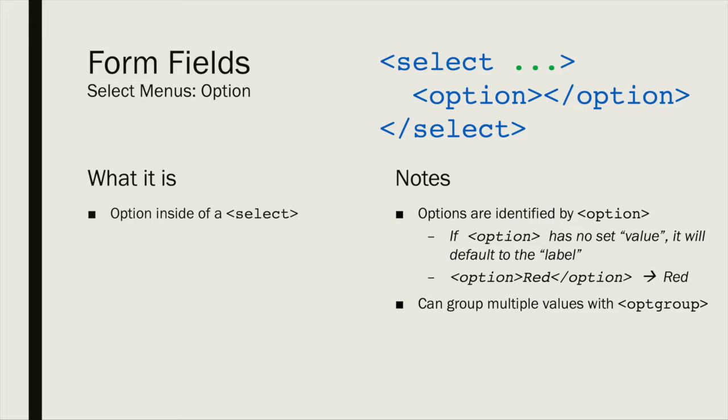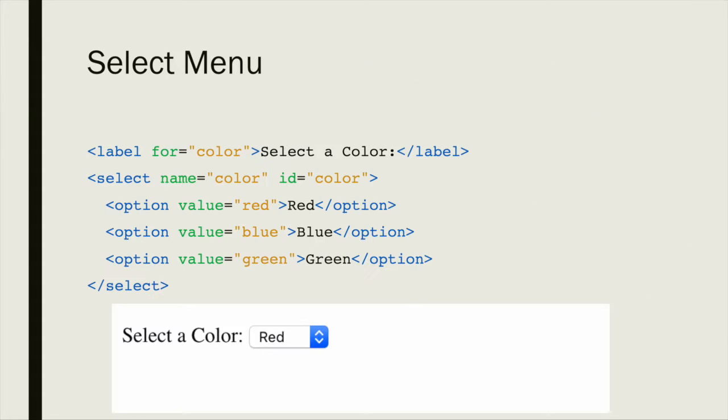If the option has no set value, it will default to the label of it. To give you a good example, in that second example, option red, the default value for that is red. You can group multiple values in select drop-down boxes with optgroup. We'll get to that once we get into the Code With Me videos.